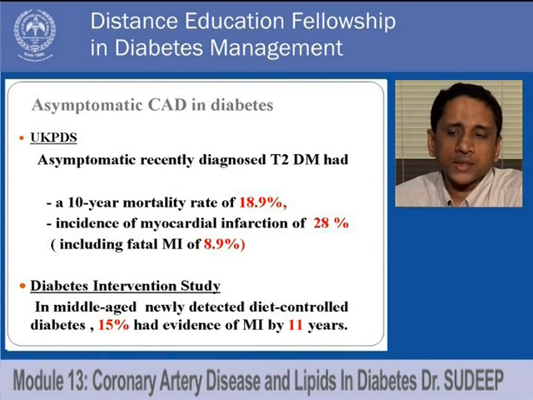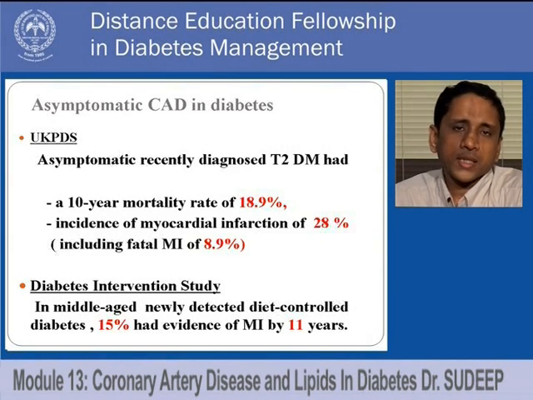One is the UKPDS study, which has definitely shown that asymptomatic patients with type 2 diabetes mellitus have an increased mortality rate, a 10-year mortality of around 20% more, and also the incidence of myocardial infarction being 28% in asymptomatic patients, and this includes a fatal MI of more than 9%. The other study, the Diabetes Intervention Study, has shown that in middle-aged, newly diagnosed diabetic patients who are just on diet control, 15% of them had myocardial infarction within 10 to 11 years.